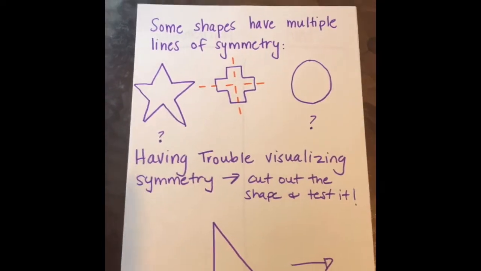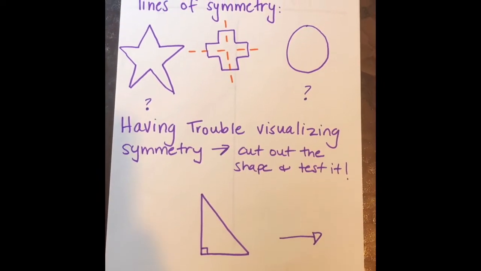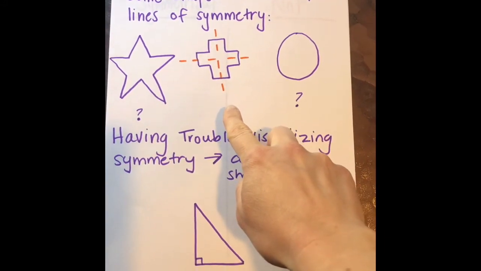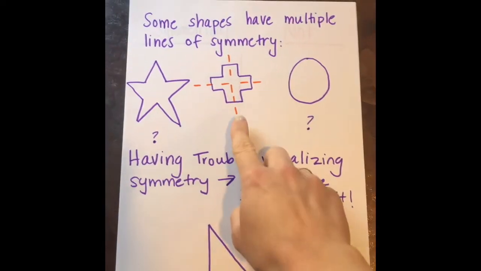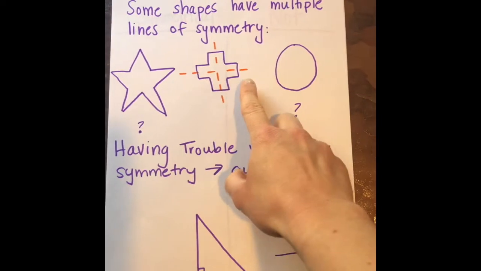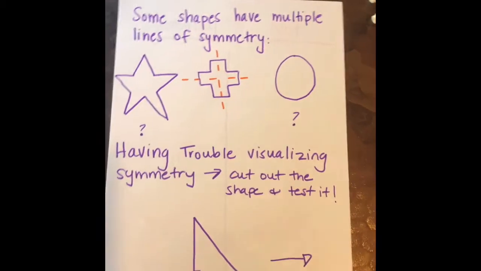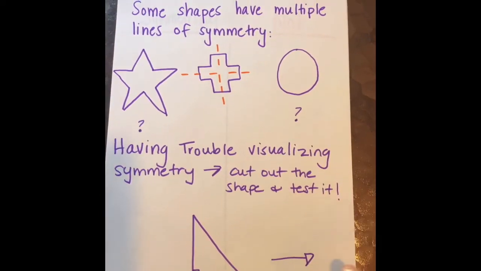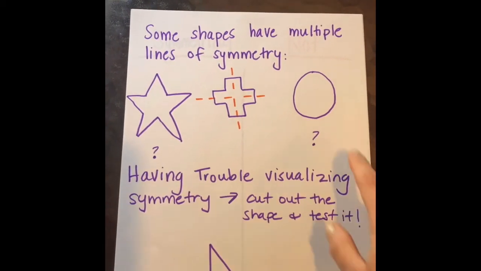Some things to consider. Some shapes have multiple lines of symmetry. We can see here in this middle image, which is kind of like a cross, if we folded it vertically down the center, we would have a line of symmetry. If we folded it horizontally, we would have a line of symmetry. So it's okay if some shapes have more than one line of symmetry. You may notice one over the other first. It just depends.